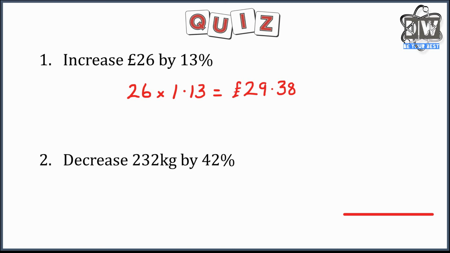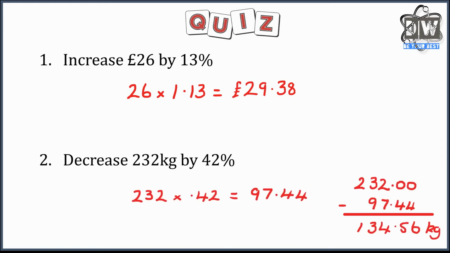And for the bottom one, the decrease, I just think it's easier to do it like we've been doing it, finding out 42%, taking it away from 232. And anyway, here's our answer here. So we've got 134.56 kgs.